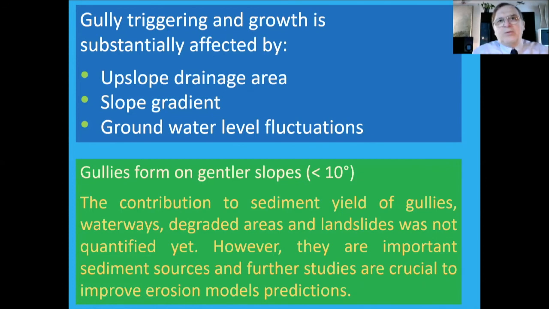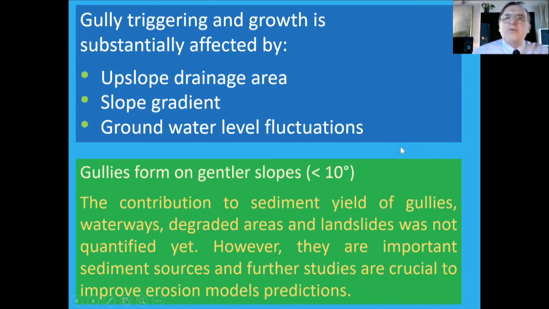So to conclude, we can say that gully triggering and growth is substantially affected by upslope drainage area, slope gradient, and groundwater level fluctuations. So these are very important factors, probably the most important factors, including also soil characteristics that were not considered here. Gullies form mainly on gentler slopes, less than 10 degrees.